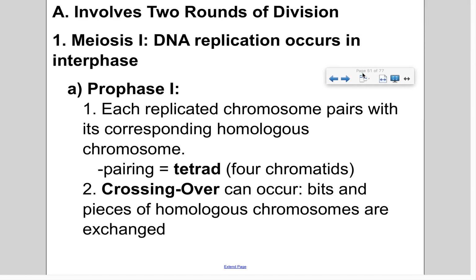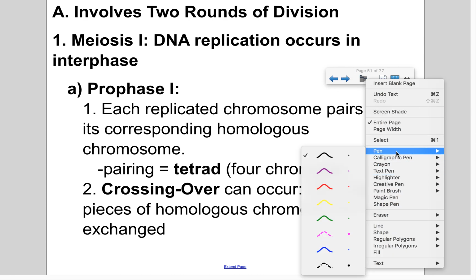So in meiosis 1, a very important step that occurs is DNA replication. DNA replication is going to occur in interphase, and then it's going to jump into prophase 1, where our replicated chromosome is going to pair with its corresponding homologous chromosome. That means chromosome 1 from dad is going to match up with chromosome 1 from mom. And this pairing is called a tetrad. Tetra means 4 because it has 4 chromatids.